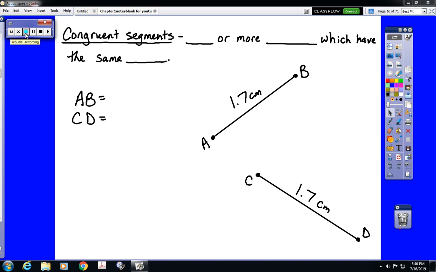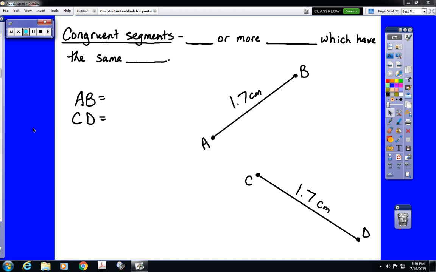Okay, this is the second video for section 2 in your McGraw Hill Geometry textbook. This will complete the section. We've got a vocab word to cover, and then we'll talk about the distance and midpoint formulas, both of which you should be familiar with from algebra.